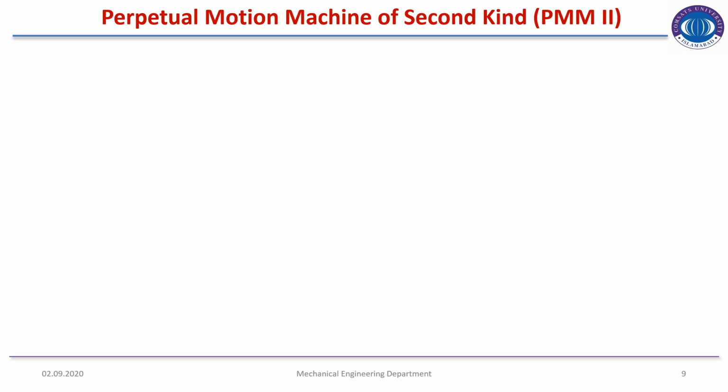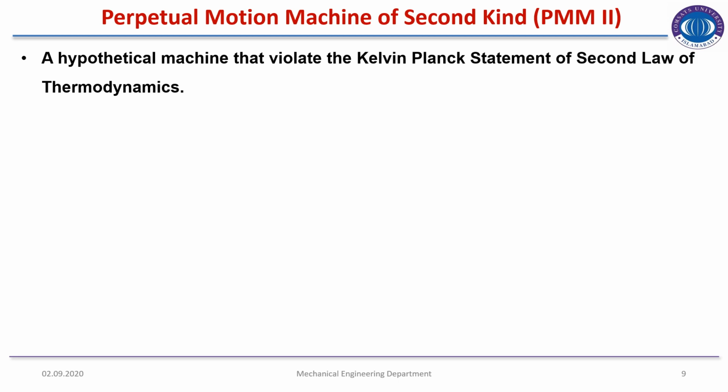Perpetual motion machine of the second kind, PMM2. The perpetual motion machine of the second kind is a hypothetical machine that violates the Kelvin Planck statement of the second law of thermodynamics. We have already studied the perpetual motion machine of the first kind, which violates the first law of thermodynamics, and the perpetual motion machine of the second kind is the machine that violates the Kelvin Planck statement of the second law of thermodynamics.